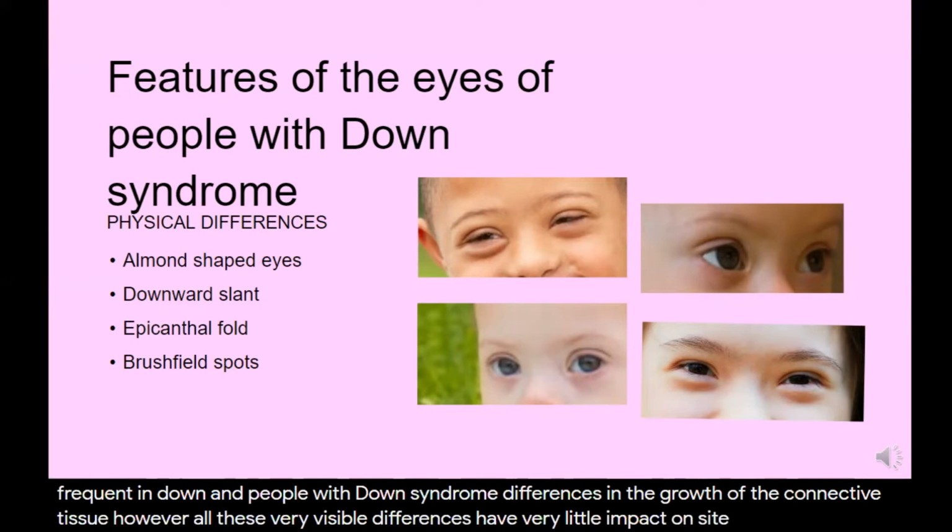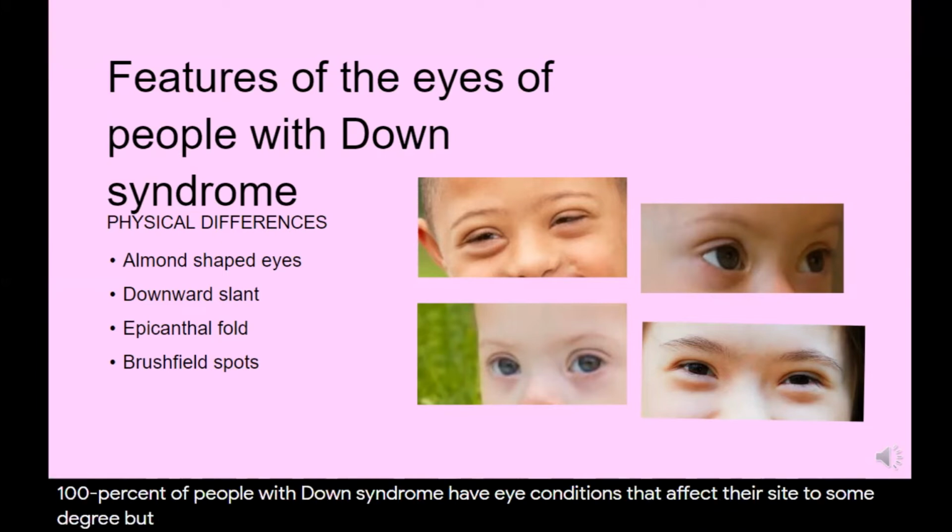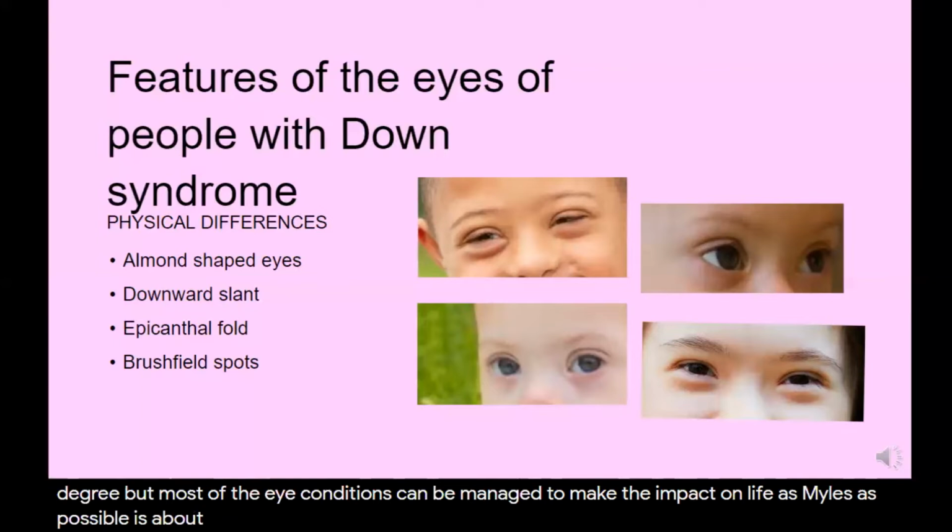However, it's estimated that between 70 and 100% of people with Down syndrome have eye conditions that affect their sight to some degree. But most of the eye conditions can be managed to make the impact on life as mild as possible. Again, it's about managing the conditions to reduce the impact.